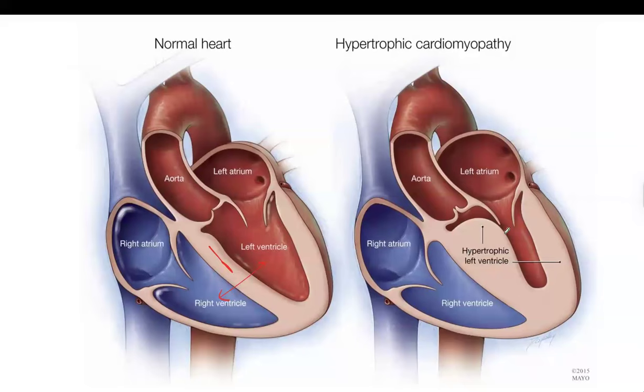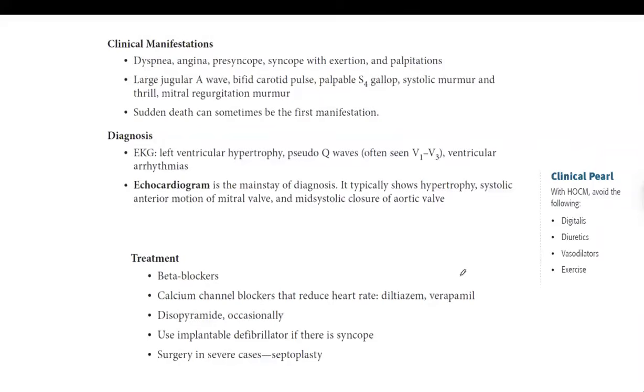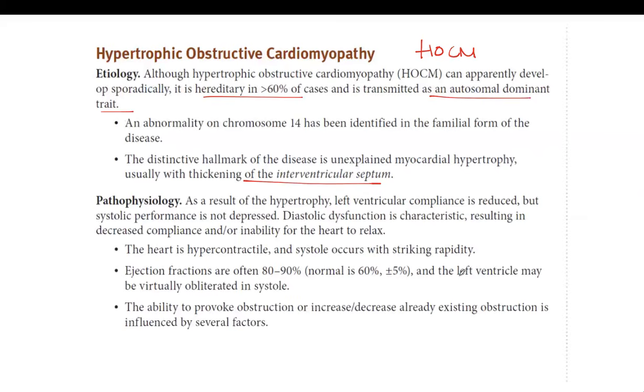The problem is that when it becomes hypertrophied, it is too strong, right? So it can contract so fast that sometimes the ejection fraction can become 80 to 90%, because the muscle is very strong, right? The problem is that this patient who has such strong muscle can't relax. Their contraction is good, but it can't relax. So as a result of the hypertrophy, left ventricular compliance is reduced.